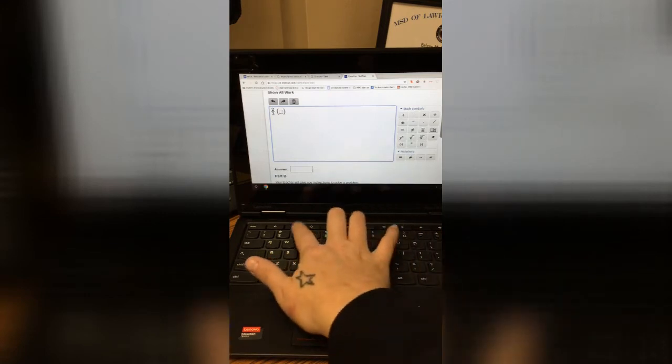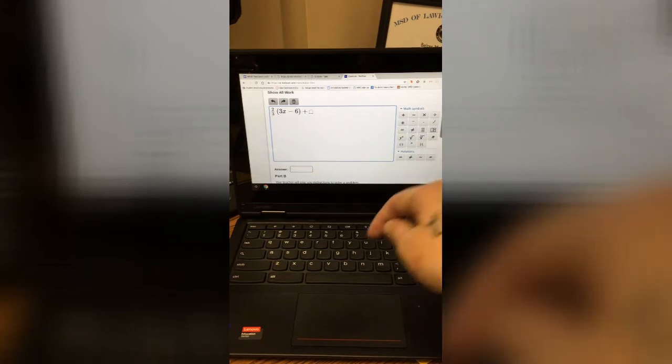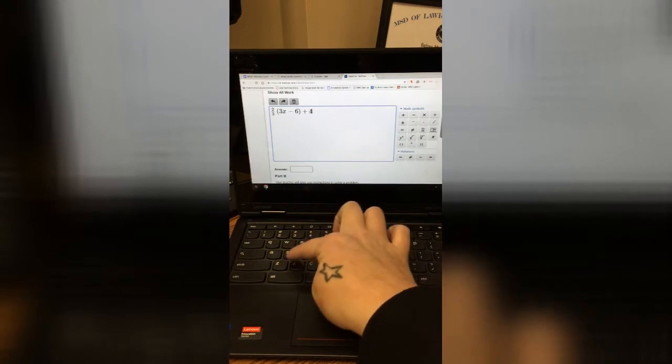Inside my parentheses, I need to put 3x minus 6. And then plus, oh wait, that's an equal sign. So you're going to hit the backspace button. You have to shift at the same time. Plus 4x equals 6x minus 4. Okay, pretty simple. Now I'm going to hit enter.